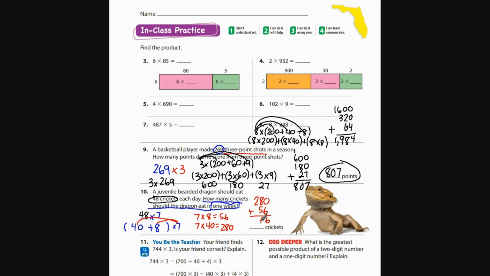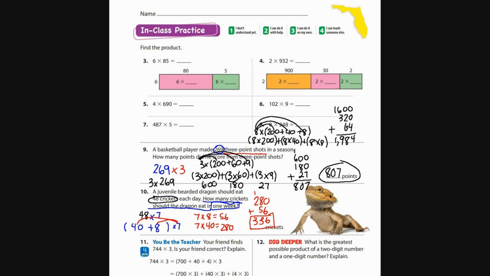This is 6. 8 plus 5 is 13. And 2 plus 1 is 3. That means that in one total week, a juvenile bearded dragon should eat about 336 crickets in all. See how it's so important, boys and girls, to circle important numbers.